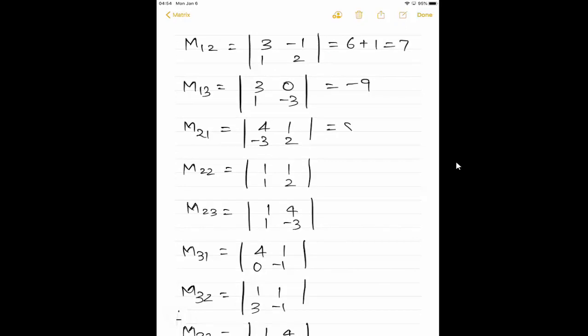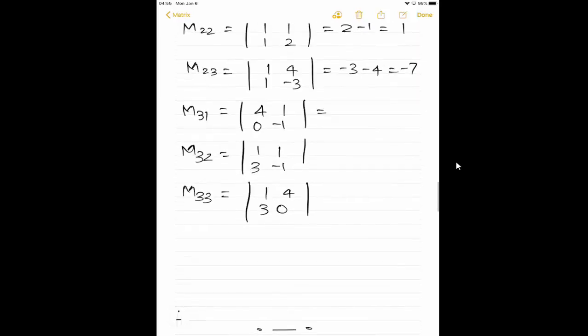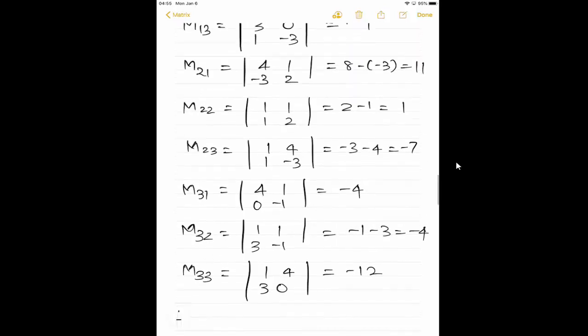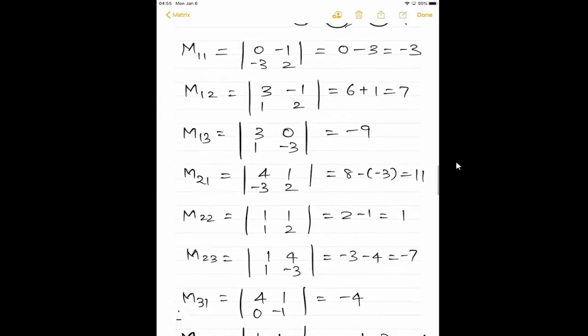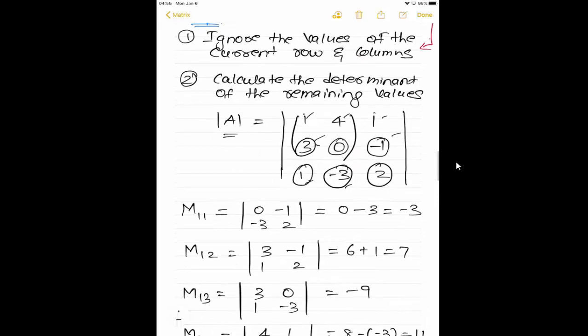Then we will calculate 8 minus 3 equal to 11. Then 2 minus 1, 1. Then minus 3 minus 4, it is minus 7. Then this one, minus 4. And here minus 1 minus 3, minus 4. And here 0 minus 4 3s are 12, so the final value is minus 12. We have found the minors of each value.